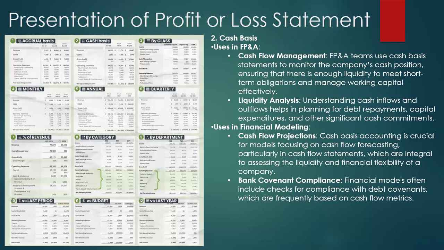First use is in financial planning and analysis, where it explains cash flow management. FP&A teams use cash basis statements to monitor the company's cash position, ensuring that there is enough liquidity to meet short-term obligations and manage working capital effectively. So, you work for the short-term development of a company, which is called working capital. You manage your short-term obligations, liquidity or liabilities using your cash. The FP&A team looks towards the cash flow. Cash flow is very important in FP&A, and you may be preparing your income statement on a cash basis.